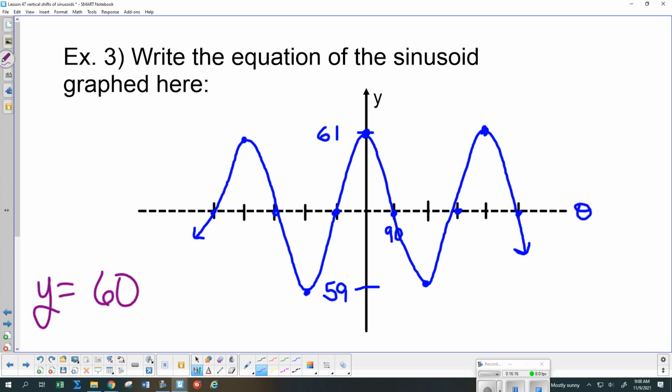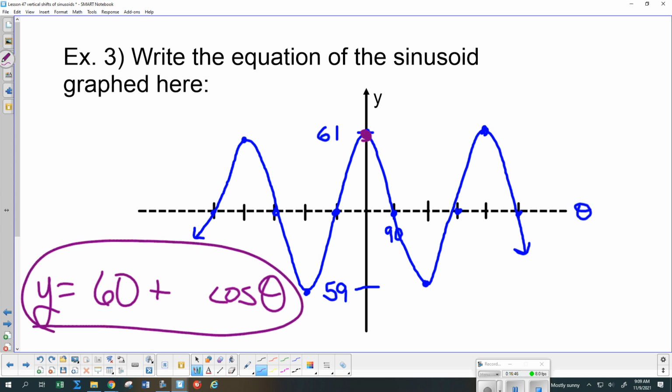And let's see, Davin, will this one be a plus or minus sine or cosine? Plus what? Sine or cosine? So it's going to be a plus cosine because it starts at the max. Variable is theta. What's my amplitude going to be on this one? Okay. So I can put a 1 in front of cosine or not. There's my equation. Thumbs up if that makes sense. Anybody with a question?